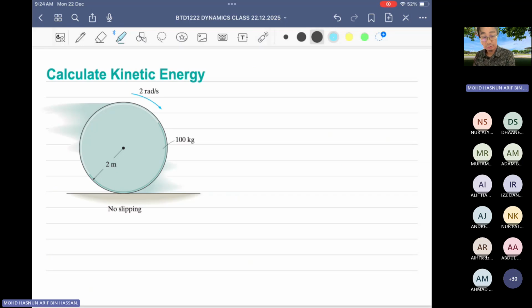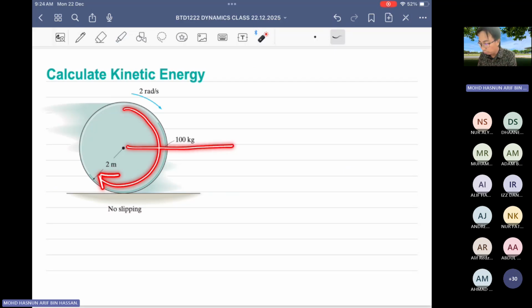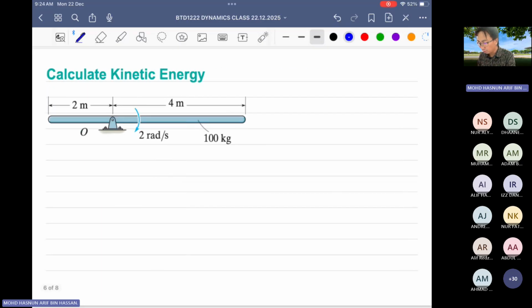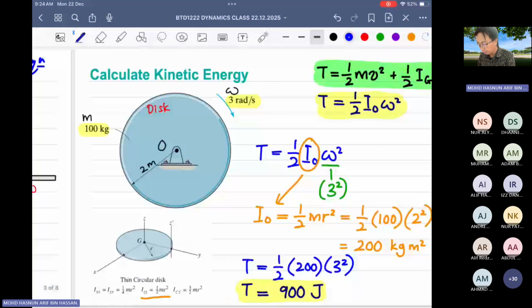This is not a rotation problem. If you look at this object, the wheel here is rolling on the ground and also moving to the right. So this basically falls under general plane motion. This is GPM motion. So let's go to the GPM equation that we learned before.